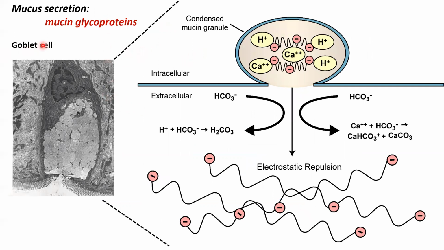Mucus secretion. This is a goblet cell. You know the reason it's called a goblet? I'm drawing it upside down so it matches the cartoon here. If you turn it right side up, the goblet stands for a cup, like a wine goblet. In the old days, they used to do that. It's a goblet shaped like a cup.